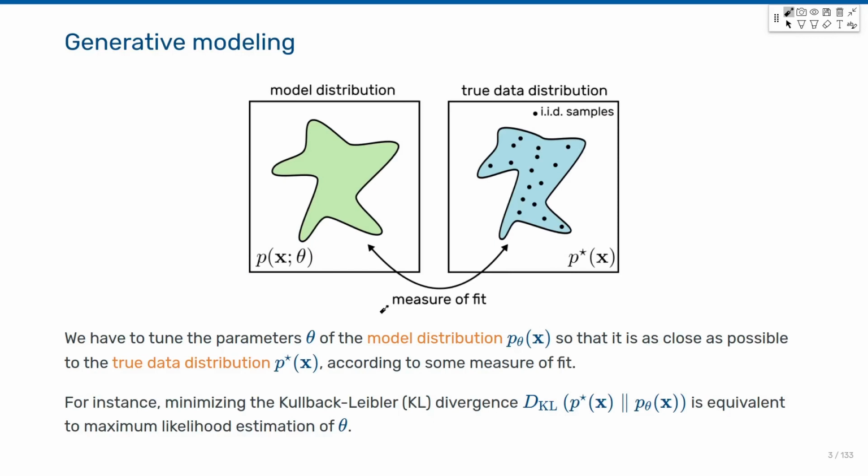Today, we will focus on model distributions that are defined by means of a probability density function, which depends on some parameters, theta. Learning a generative model then consists in estimating the parameters theta in order to make the model distribution as close as possible to the true data distribution according to some measure of it. For instance, minimizing the KL divergence between P star and our model distribution is equivalent to maximum likelihood estimation of the model parameters. This is the framework that we will consider today.